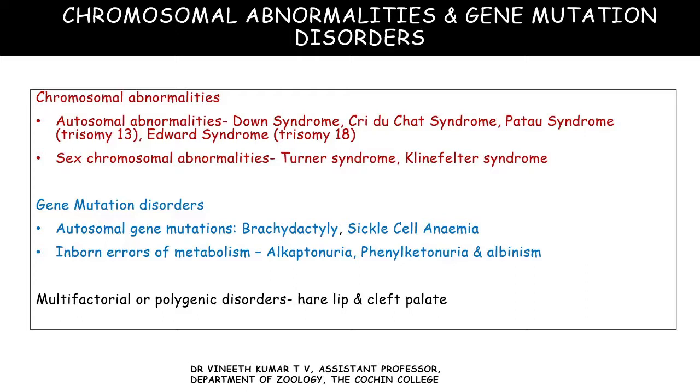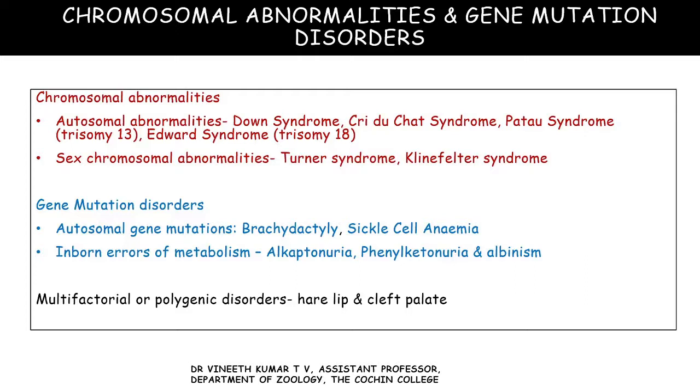In this session, we are going to discuss gene mutation disorders. In gene mutation disorders, we'll be discussing autosomal gene mutations and inborn errors of metabolism. Autosomal gene mutations are those that affect the autosomal genes, and we'll be taking two examples. They are brachydactyly and sickle cell anemia.